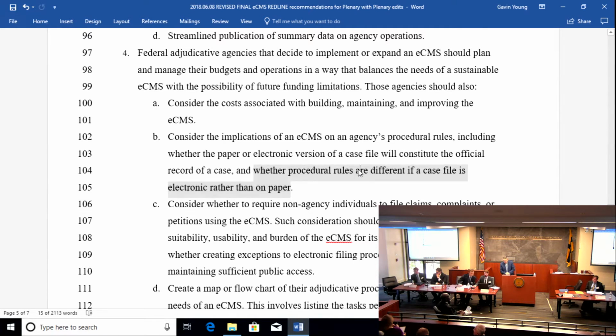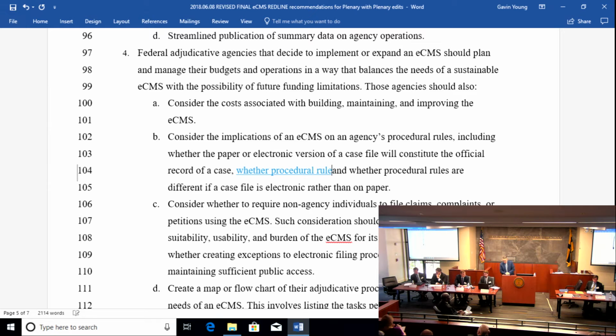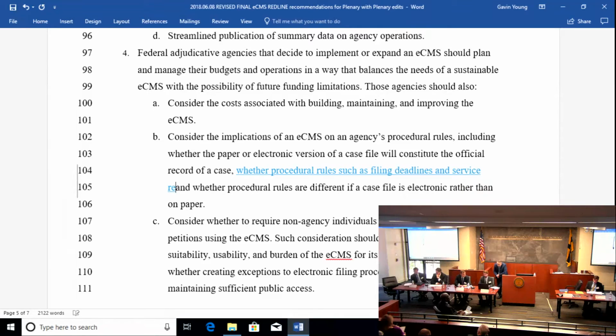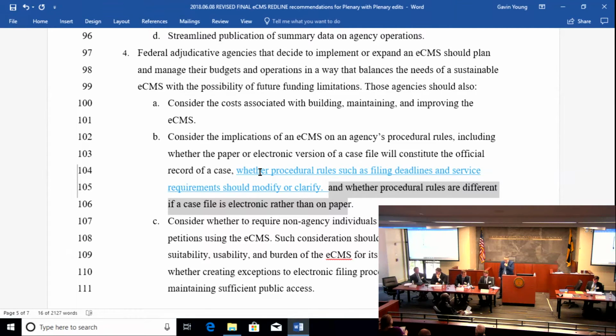So I would suggest that we say, leaving the first clause up to record of the case on 104, and then whether procedural rules such as filing deadlines and service requirements should be modified or clarified, period. And then take out the rest of that, including the if it's electronic rather than on paper. I think it should be modified or clarified. I'm sorry, filing methods and deadlines.